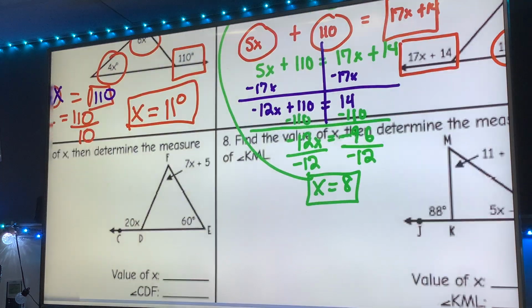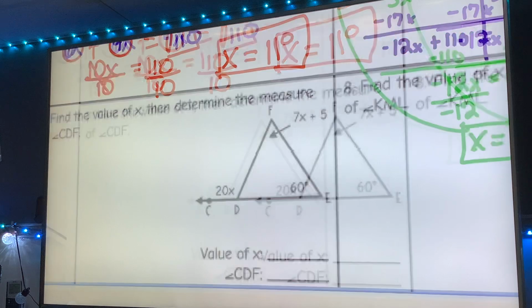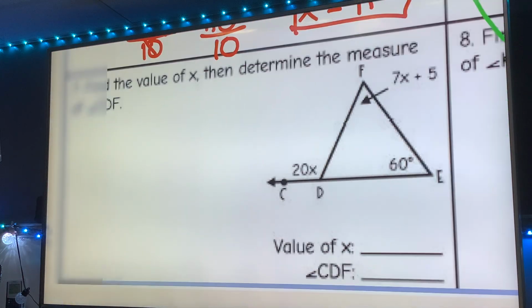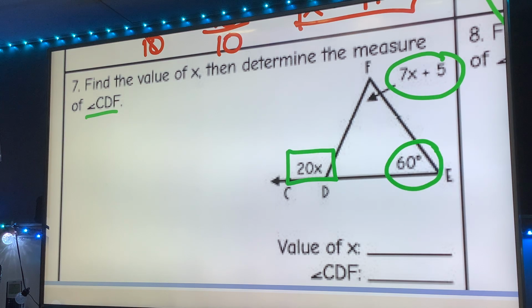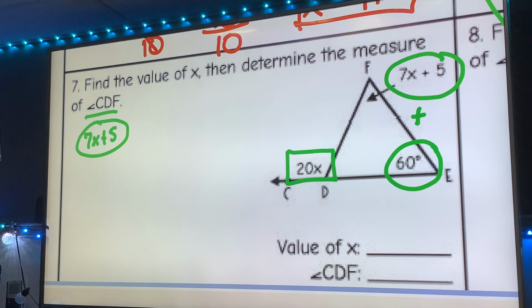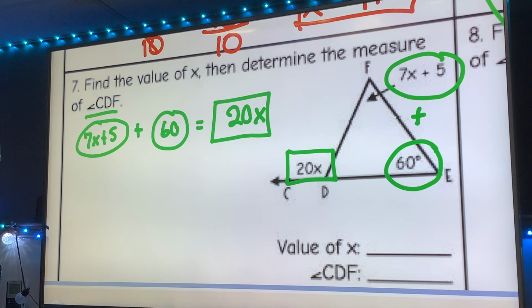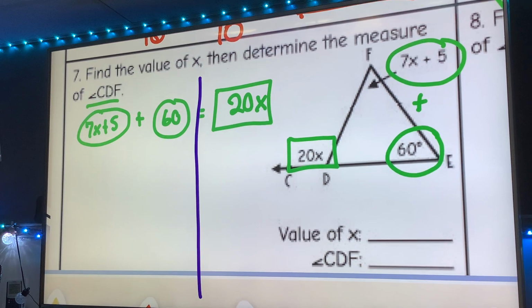Boom. So on to the next one, number 7. I'm about to erase that later on, but we'll get there when we get there. Find the value of x and determine the measure of angle CDF. So that's the angle I'm gonna get after this is said and done. Okay, my exterior angle is obviously the one on the outside. Then we'll circle the two angles that are farthest away, and those added together create the exterior angle. So I have 7x plus 5 plus my other 60 is equal to my exterior angle of 20x. And draw my line down the middle.